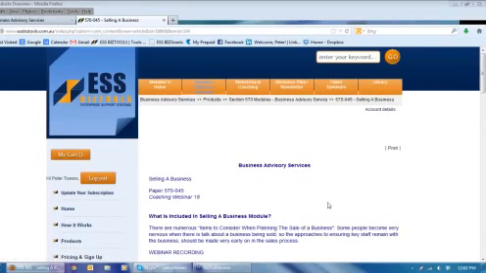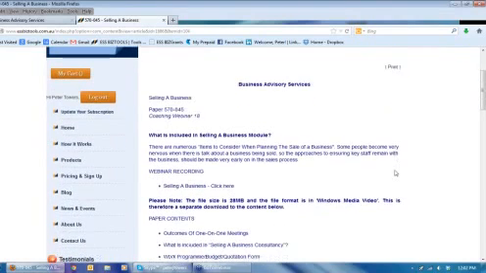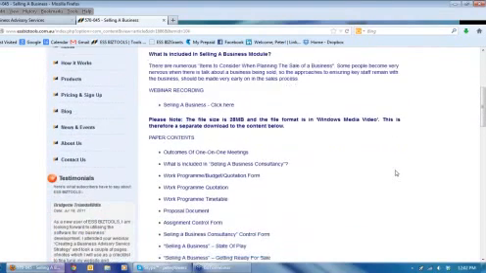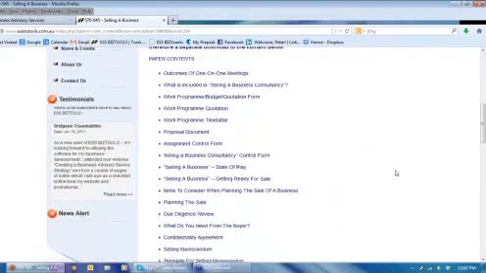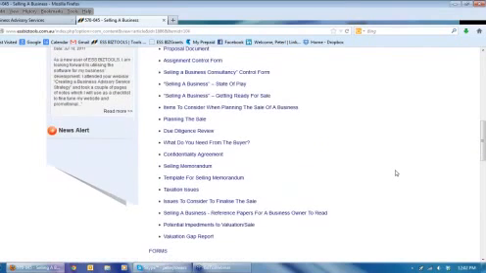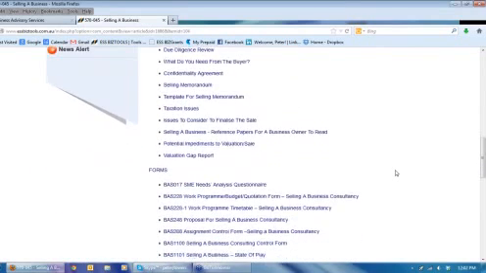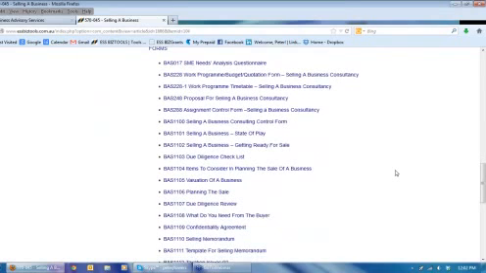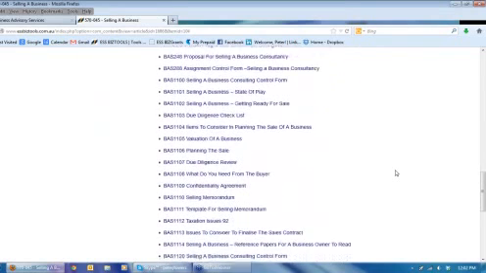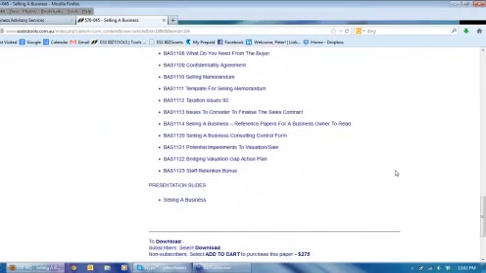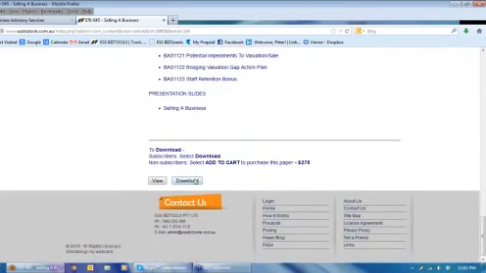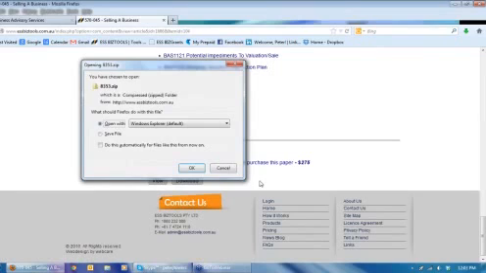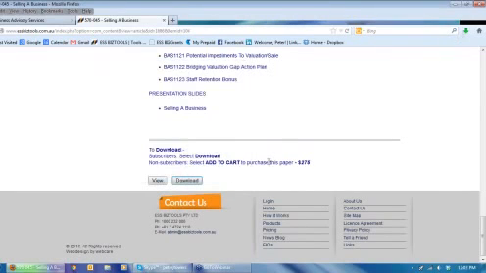When you click on it, you will receive an executive summary of the material that's within that particular paper, together with all the forms that are attached, which will assist you to offer professional advice to a client on preparing themselves to sell a business.